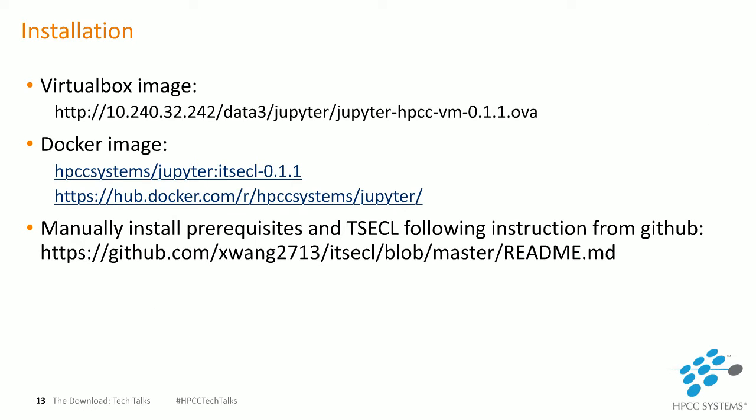Now, for users to play with the Jupyter Notebook HPCC package, there are three ways. The easiest one, you can download the VirtualBox image. But this link is only internal, only inside the Nexus network. Another way, you can download the Docker image that is publicly available for everyone. The third option is you can follow the GitHub instructions that allow you to install all the prerequisites and TS-ECL packages.